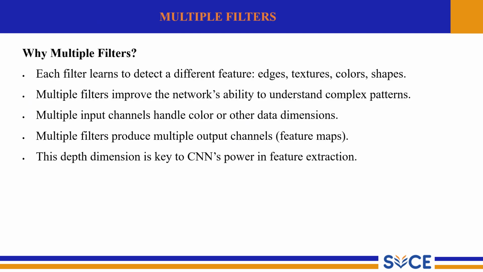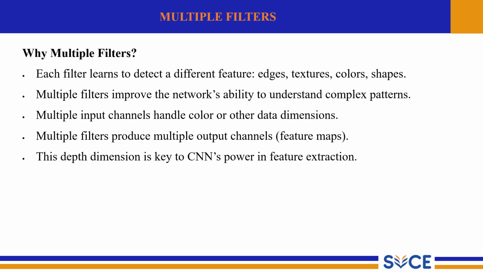Okay, so why are multiple filters used in a CNN? Each convolutional filter in a CNN is designed to learn a different feature from the input, such as edges, textures, colors or shapes. So using multiple filters allows the network to capture a diverse set of features simultaneously, which improves its ability to understand complex patterns in the data.